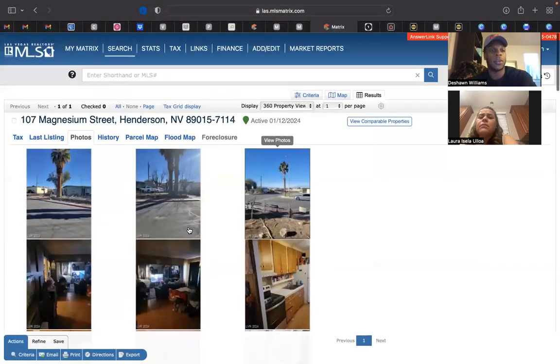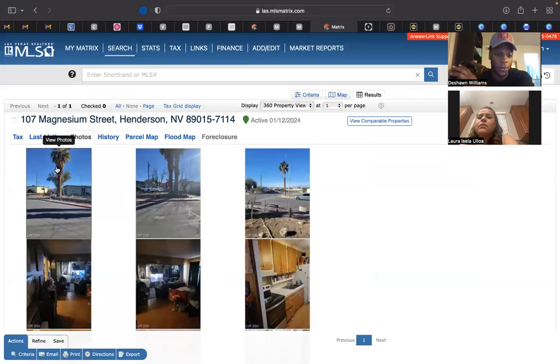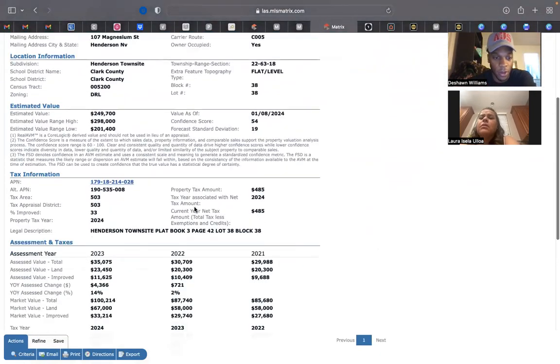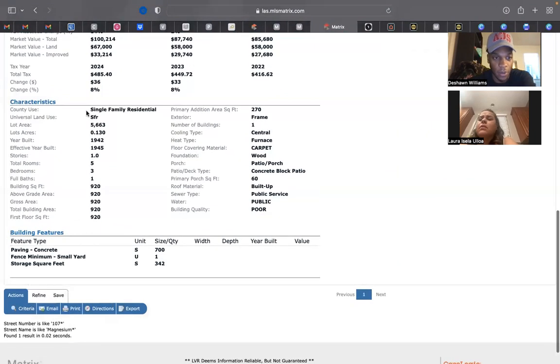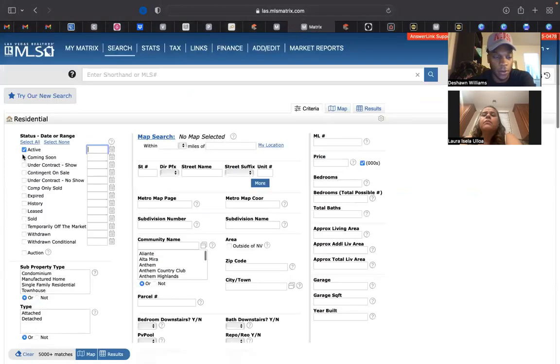So now that we kind of have an idea of what this home looks like, we will go back to the tax and we're going to look at the characteristics. So here we see, of course, that it's a single family home and that it is 1 story. So let me backtrack here. We'll work it from left to right.